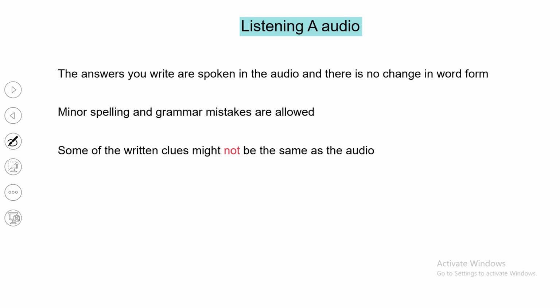Alright, so ഈ കാര്യങ്ങൾ നമുക്ക് കുറച്ച് ഫോക്കസ് ചെയ്യാം. The answers you write are spoken in the audio. So, as we listen, we need to write down the answers. നമുക്ക് ഓഡിയോ കേൾക്കാനും ആൻസർ എഴുതാനും സെപ്പറേറ്റ് ടൈമിംഗ് ഉണ്ടാവില്ല. We need to ensure, so it's more like multitasking. We are writing and we are listening at the same time.